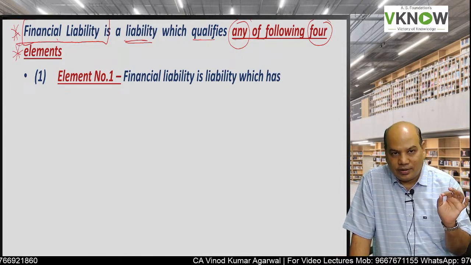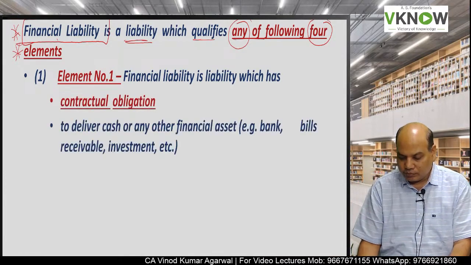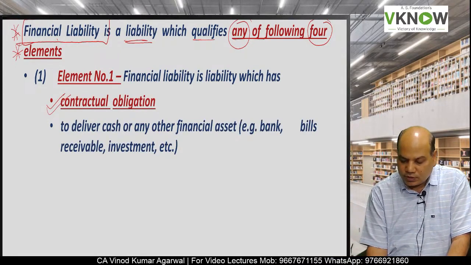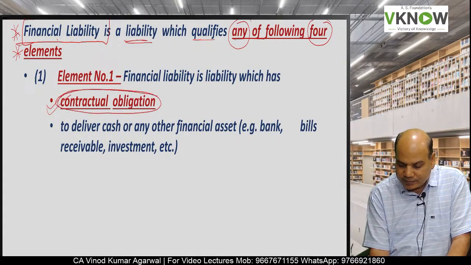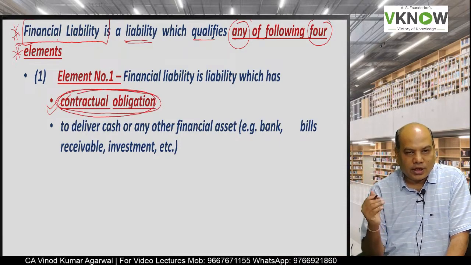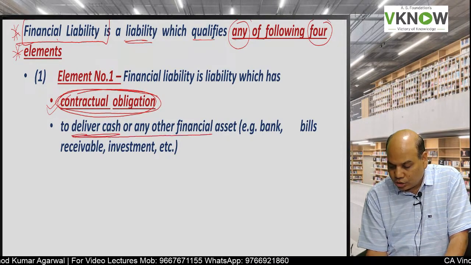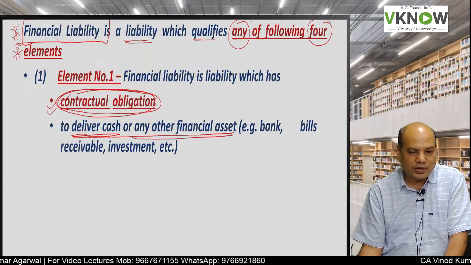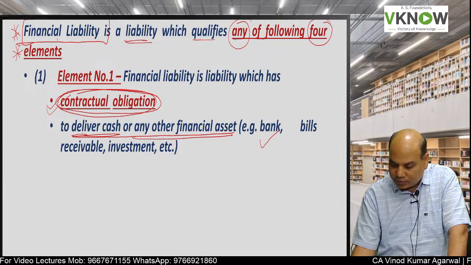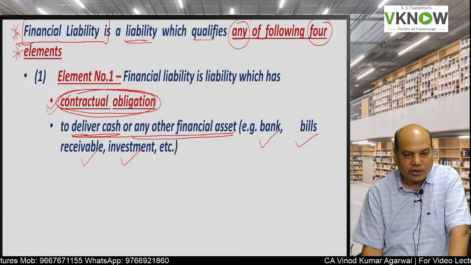We will call it an element. So first, element number 1: a financial liability is a liability which has a contractual obligation. So first see whether there is a contract. Income tax liability is not a financial liability because there is no contract. It is a statutory liability. The contractual liability should be to deliver cash or any other financial asset. For example, bank, bills receivable, investment, etc.